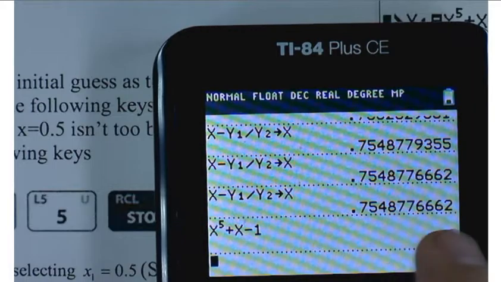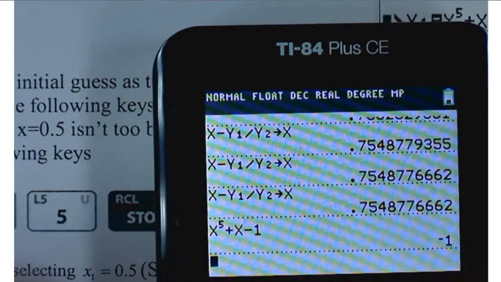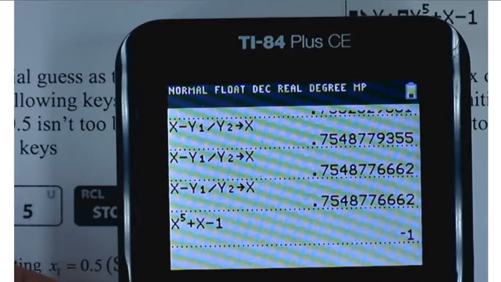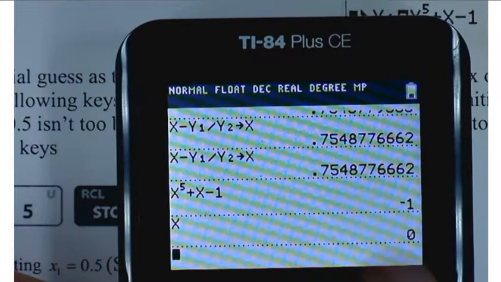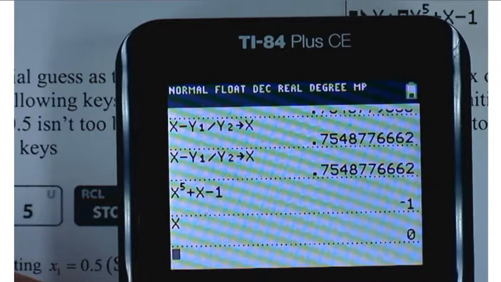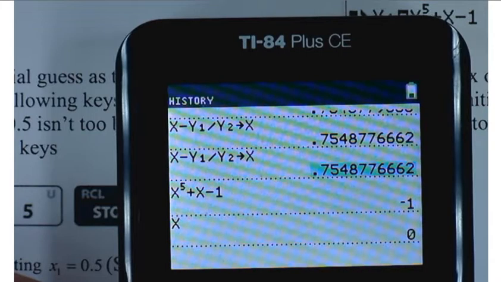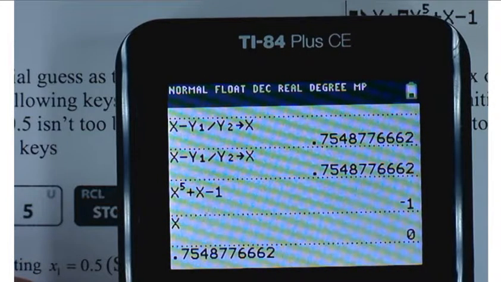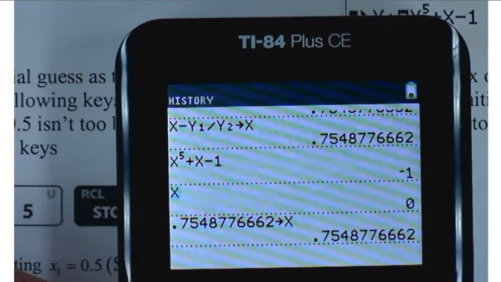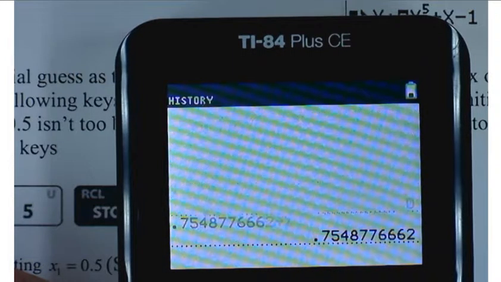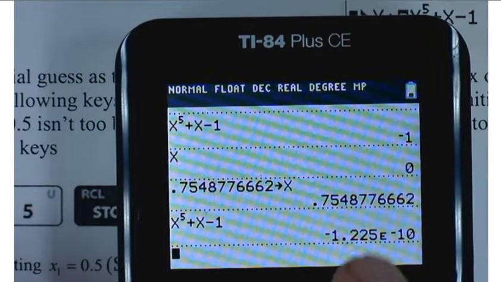I must have accidentally stored something somewhere. That should give me a 0. Let me see what I got in for x. Oh, somehow or another I stored an x = 0. Let me go back up to here. Store that in x. There we go. All right, with that value of x.